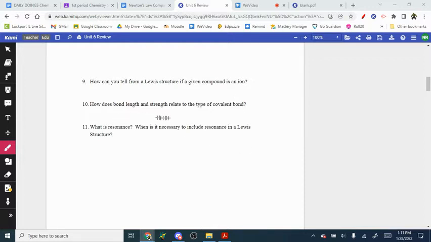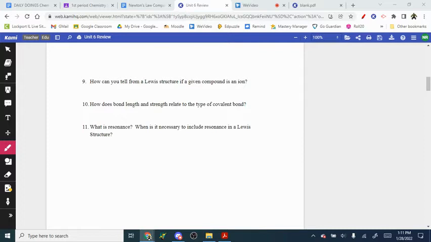How does bond length and strength relate to the type of covalent bond? Single bonds are the longest and weakest. Triple bonds are the shortest and strongest. And double bonds are in the middle.